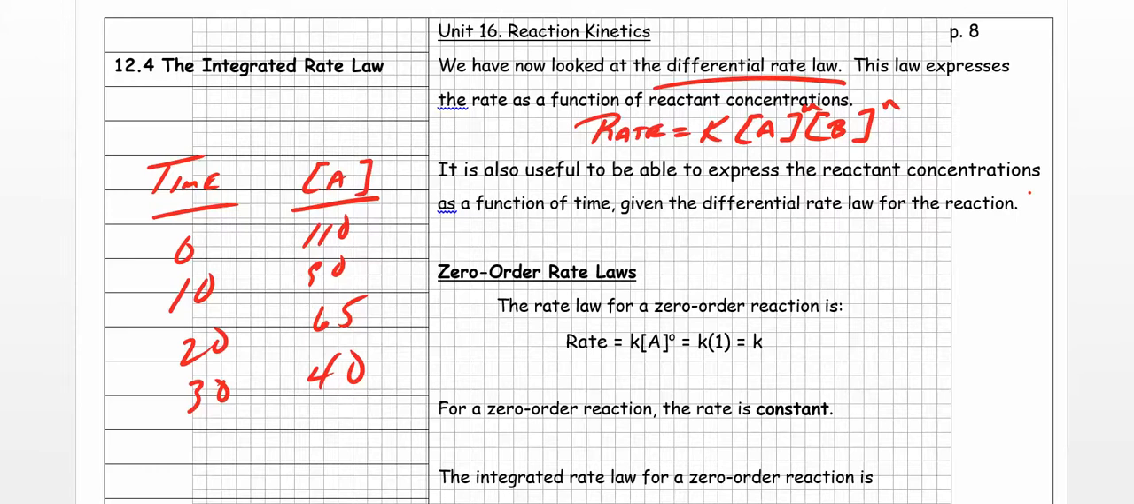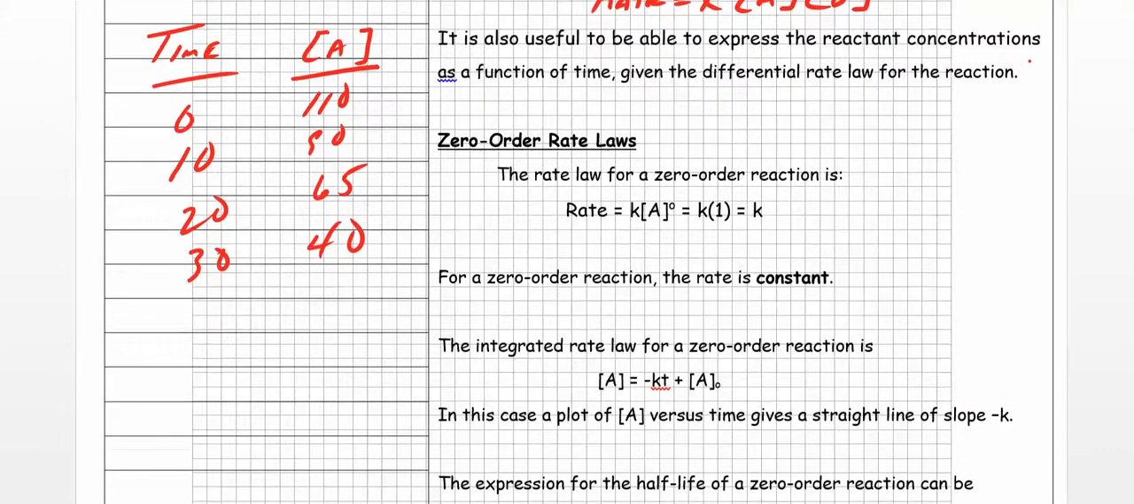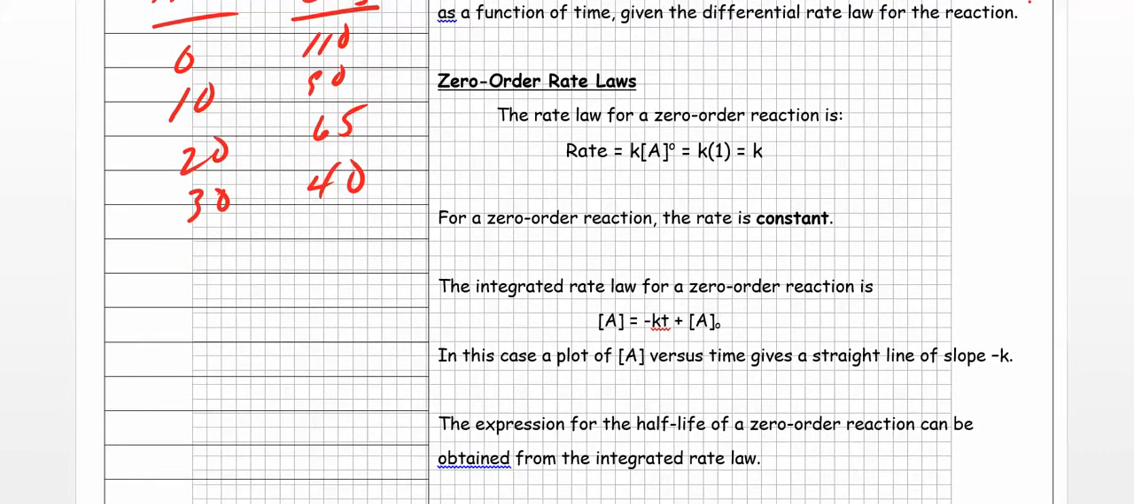Zero-order reaction rates. Now, when we're talking about the differential rate law, we said if it was zero order, we're going to write the reaction like this. Rate is equal to K to the 0 power, right? The exponent was a 0 because we determined that it was a zero-order reaction. But anything to the 0 power is 1, so we can just cross that out. So we have rate is equal to K times 1, which is equal to, well, K, right? So rate is equal to K for a zero-order reaction.